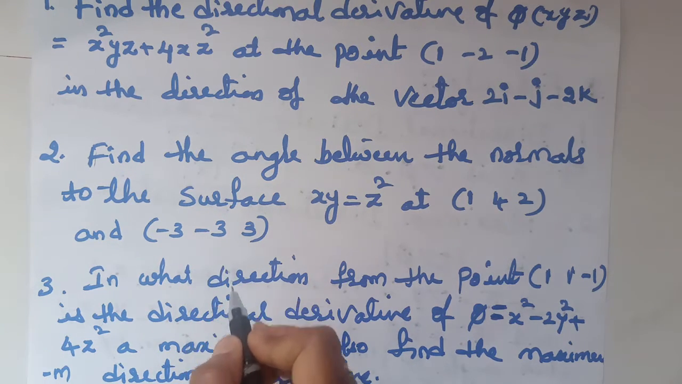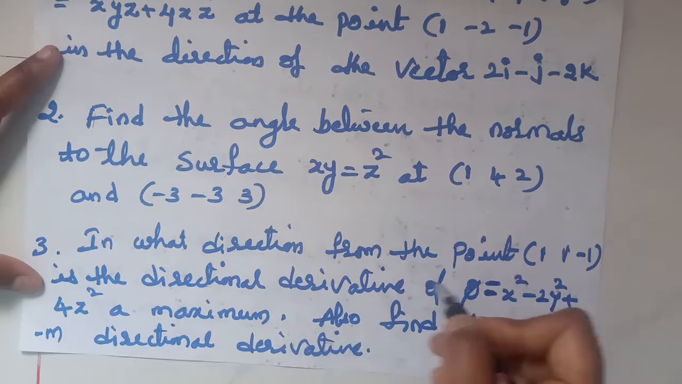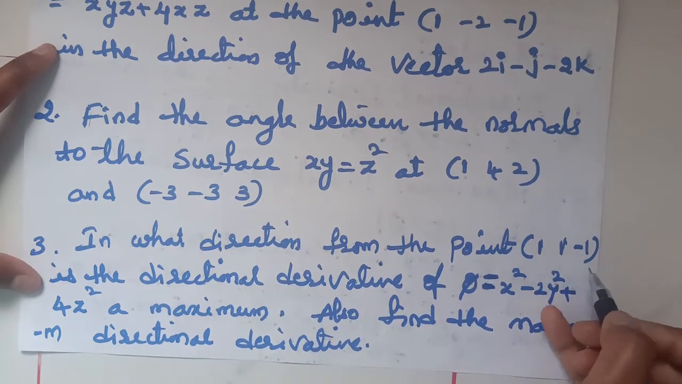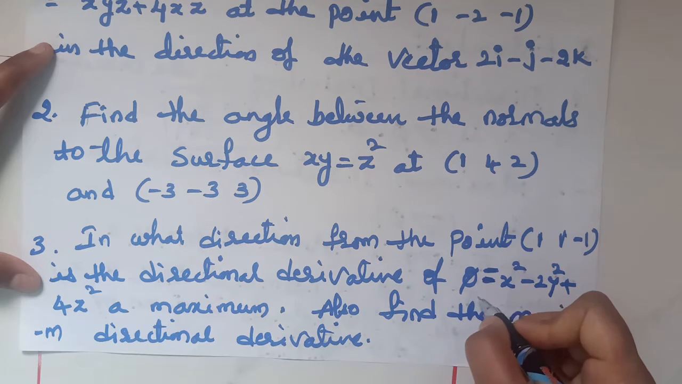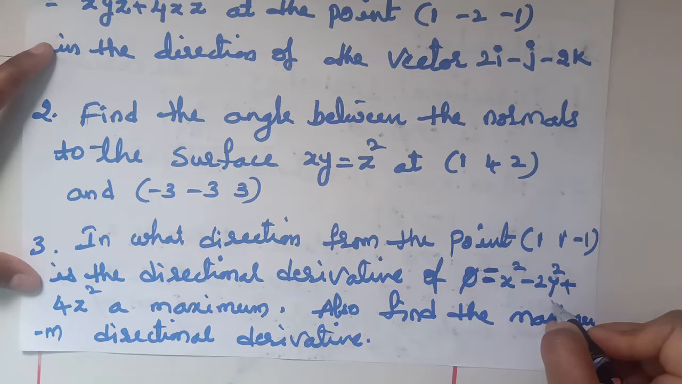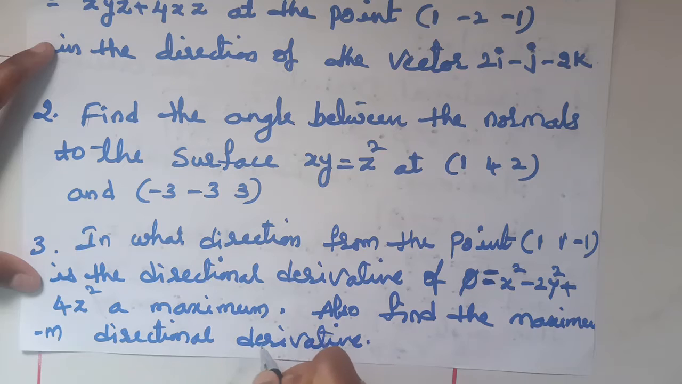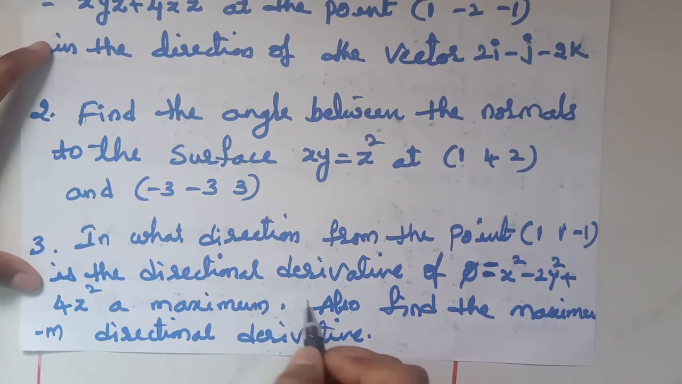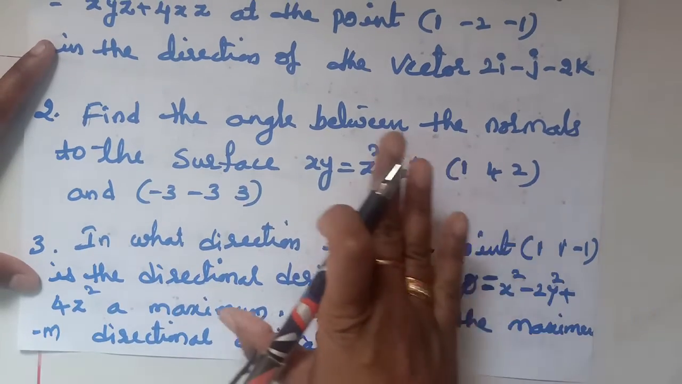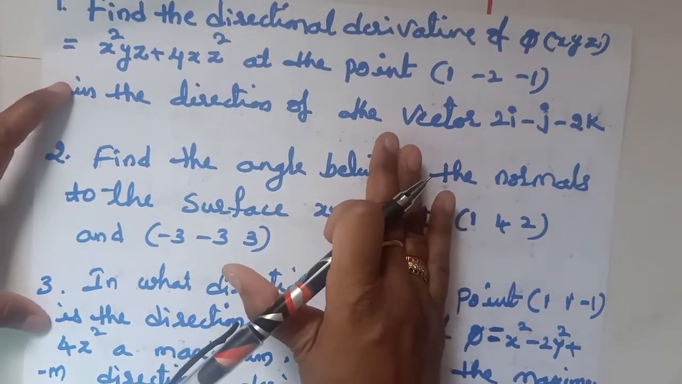Third problem, in what direction from the point (1, 1, -1) is the directional derivative of phi equal to x squared minus 2y squared plus 4z squared a maximum? Also find the maximum directional derivative. These are the problems which we are going to solve in this session.